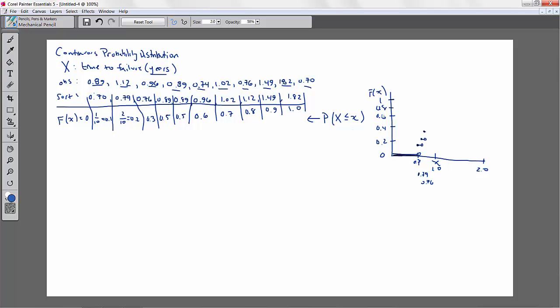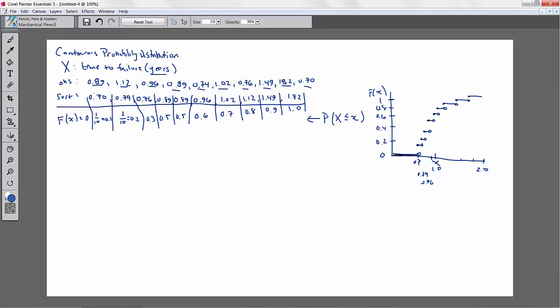And at our next observation at 0.89, it jumps up to 0.5. At our next observation, 0.96, it goes up to 0.6. Then at just over 1, it reaches 0.7. Then at 1.12, it jumps up to 0.8. Then at 1.49, about halfway between 1 and 2, it jumps up to 0.9. And then our last data is at 1.82, about here, where it jumps up to 1.